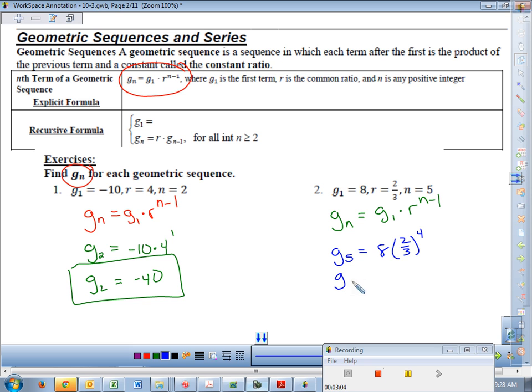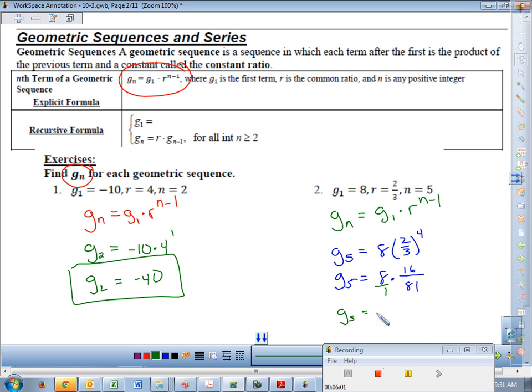G sub 5 equals 8. Don't we need to take 2/3 to the fourth power? And I'll bet you know what 2 to the fourth power is without a calculator. What's 2 to the fourth power? And 3 to the fourth power is how much? 81. And you can always double check, is 81 the right number that we want right there? Yeah, 81. I just need to multiply those together. Well, let's make 8 a fraction and multiply those together.